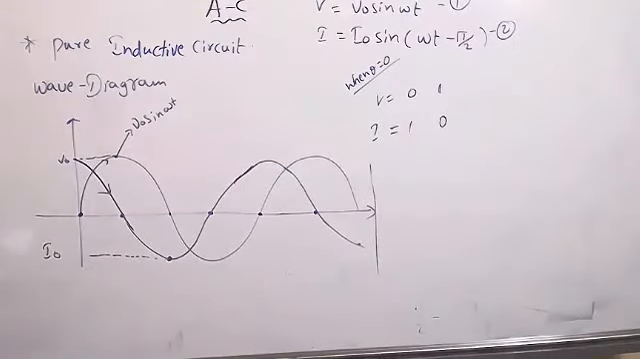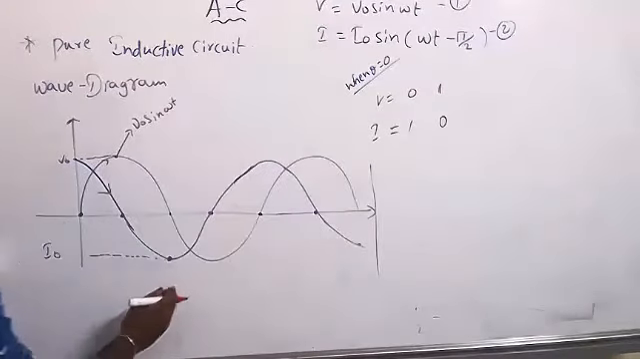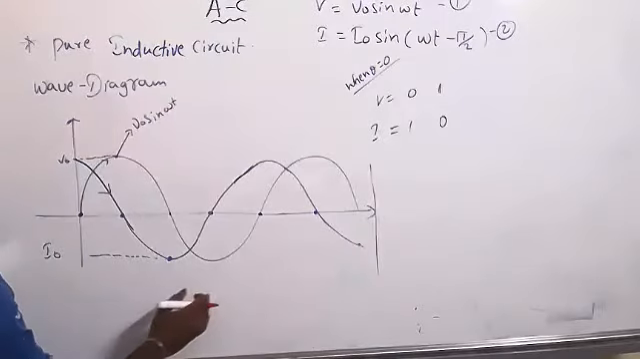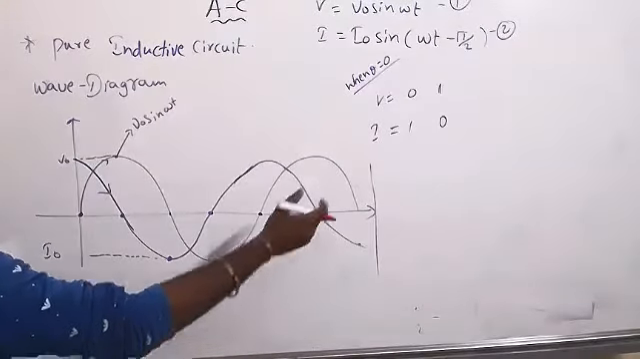Write that. After drawing this diagram, write these two values here. V is equal to V naught sin omega t. I is equal to I naught sin omega t. Here, current lags voltage by 90 degrees.